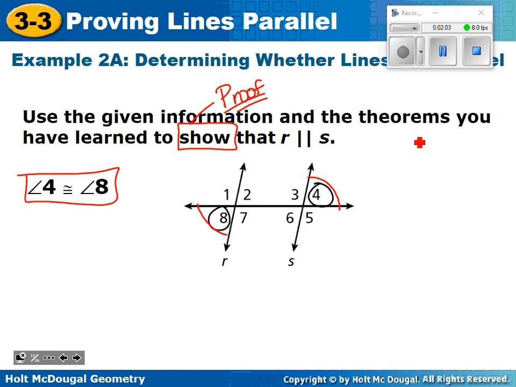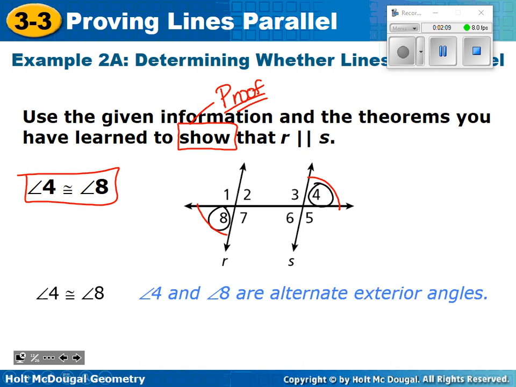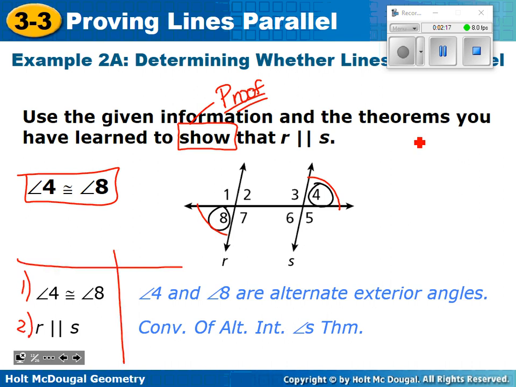So this would be a simple 2-step proof. Given, and then 4 is congruent to 8 gives us that the lines are parallel by the converse of the alternate exterior angle theorem. So you would only have 2 steps here. 1, 2, done. Super simple, just like the first one we did. That's a typo. They are exterior. I don't know why that's there. Are you guys good? Just 2-step there?